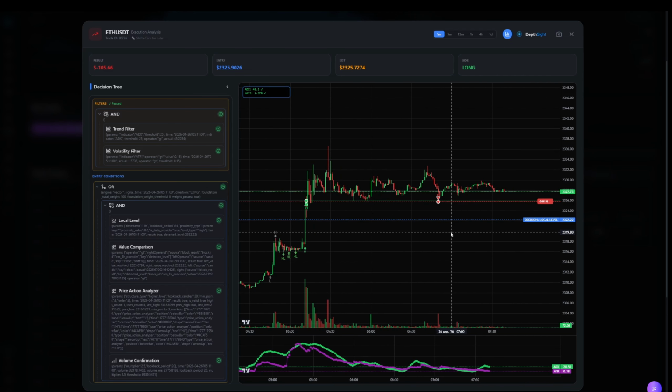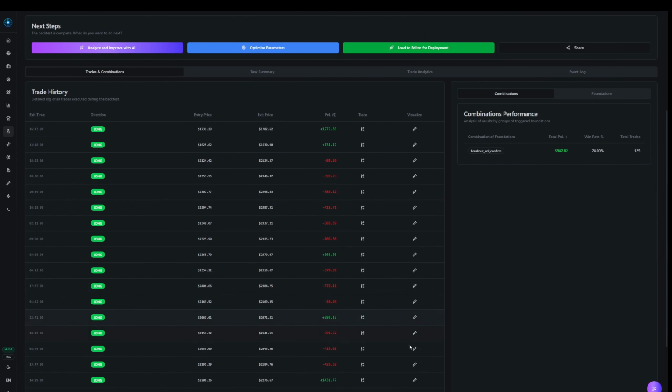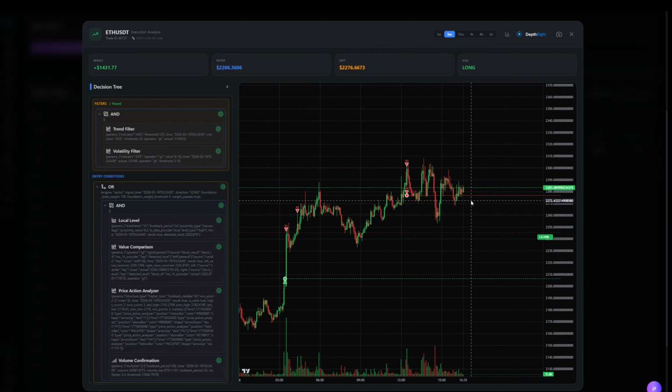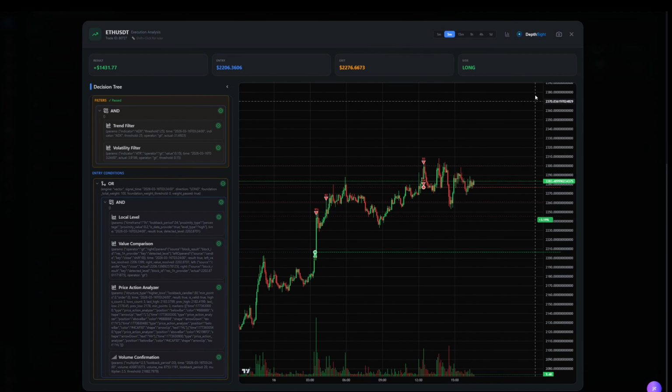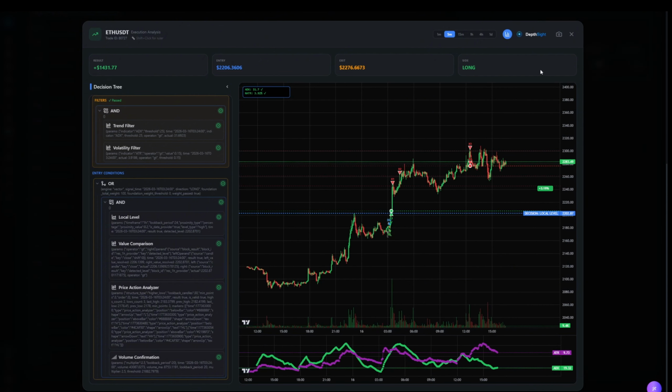But what elevates DepthSight to an institutional level are dynamic links. In DepthSight, blocks don't just act independently, they talk to each other. The dynamic links feature allows one block to use the output of another.